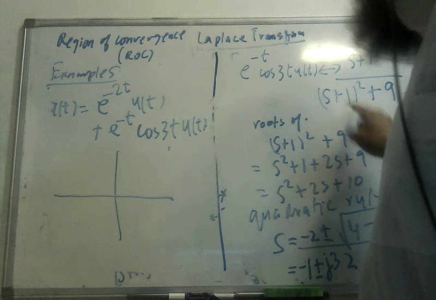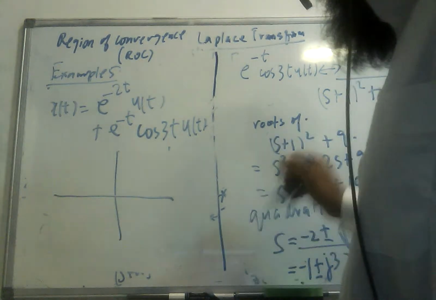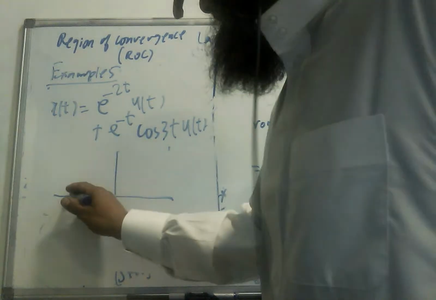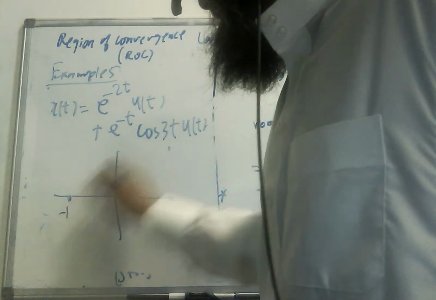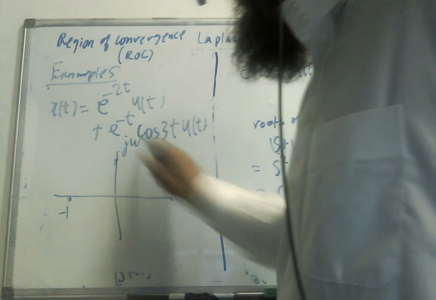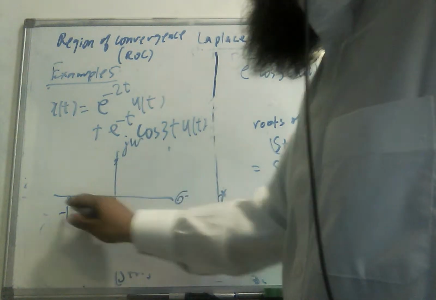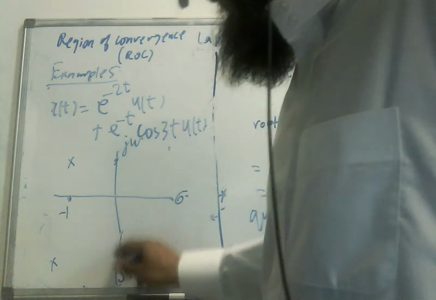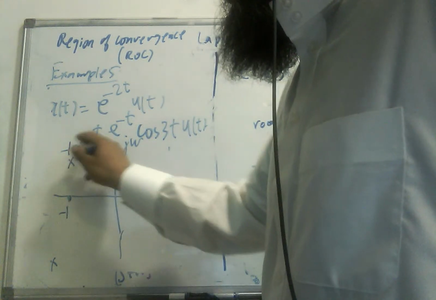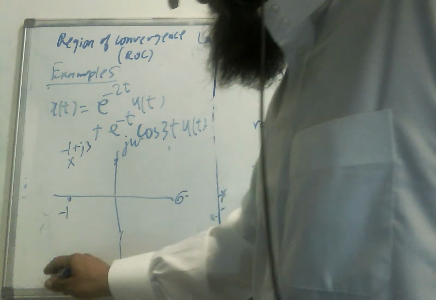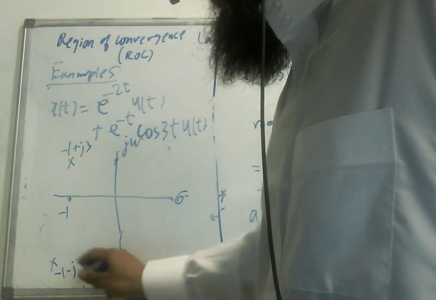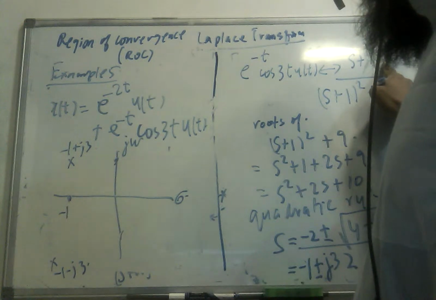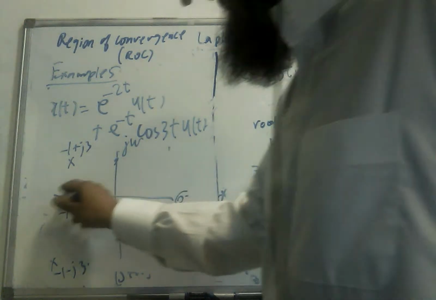So I have minus 1 plus j3. If this is j omega and this is sigma, then I have one root at minus 1 plus j3 and another at minus 1 minus j3, so two roots, and the zero is at minus 1. So there is a zero here.